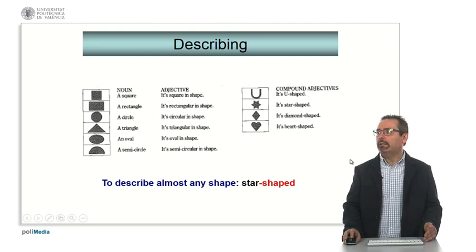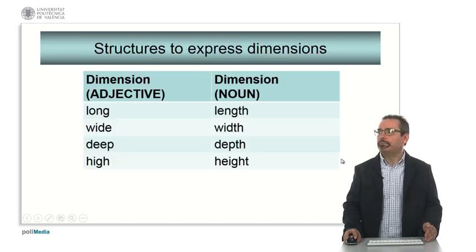A triangle, it's triangular in shape. An oval, it's oval in shape. Or a semicircle, it's semicircular in shape. To describe any shape in English, if you cannot do so with these alternatives, you have the possibility of saying shaped at the end of the adjective. For example, this is star-shaped, shape in the form of a star.